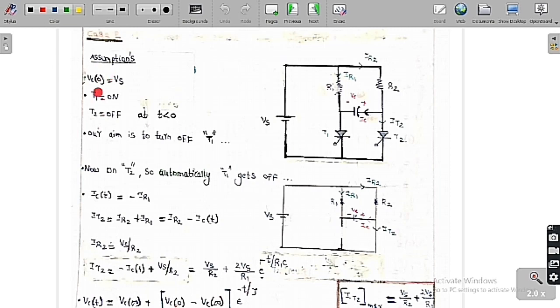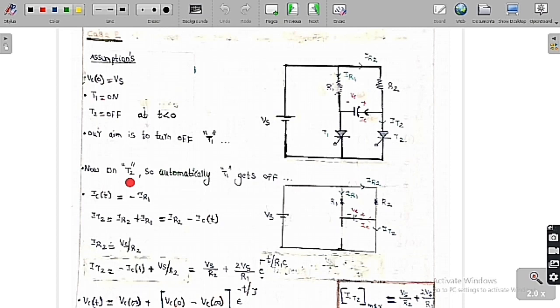Now we are assuming that the initial capacitor voltage is equal to the supply voltage itself, and initially T1 is on and T2 is off, at t less than 0. With the help of T2, now we should turn off T1. In the previous case, with the help of T1 we turned off T2, but now with the help of T2 we are going to turn off T1. So our main aim of the circuit is to turn off the thyristor T1.